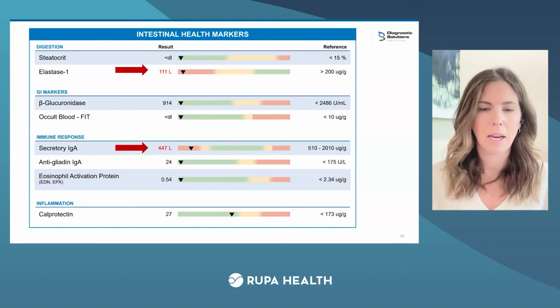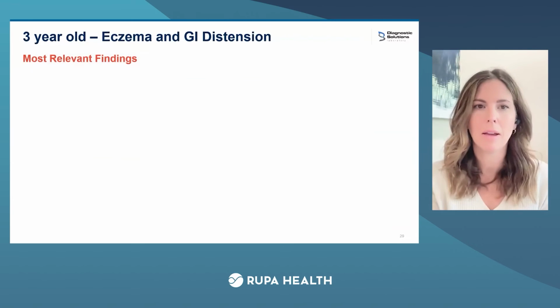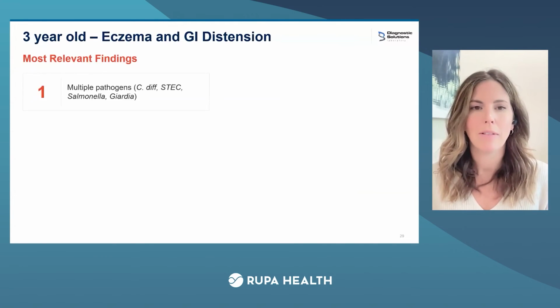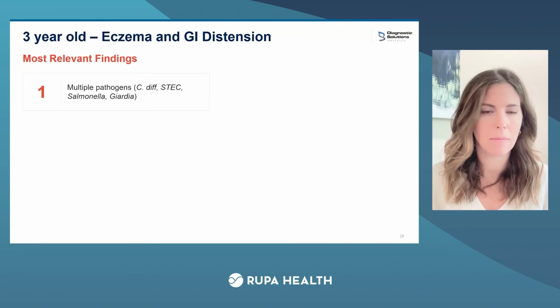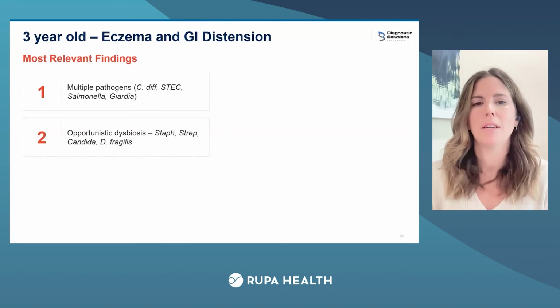Okay. And then we don't have true inflammation, no blood, nothing to worry about there. But breaking down this case into the most relevant findings, we have multiple pathogens, page 1 pathogens, and then we've got opportunistic dysbiosis. So we can lump this all together.